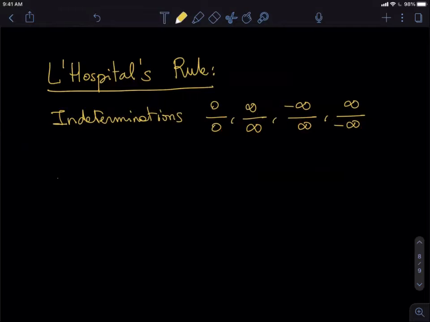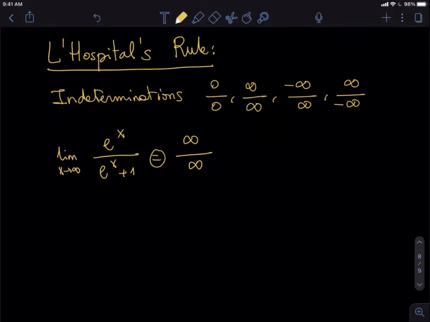So for example, let's say we have the limit as x tends to infinity of exponential of x divided by the exponential of x plus 1. This is one of these types, infinity over infinity. We have already discussed some of these with algebra tricks. For example, in this case, we have learned that we can divide both numerator and denominator by the exponential of x, and transform the limit into something we can handle.